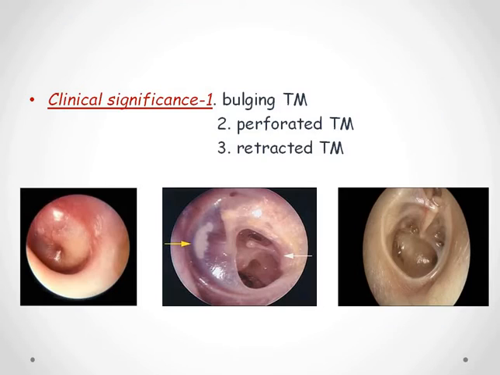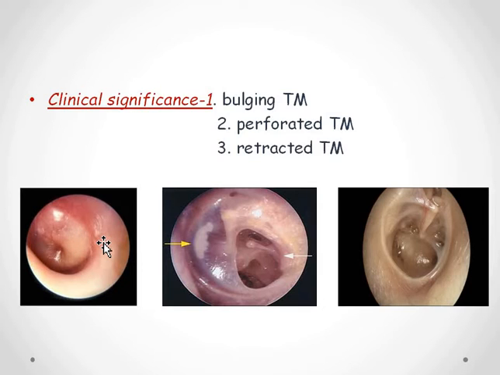Now let us talk about some pathologies, the clinical significance. Here you can see a bulging tympanic membrane. There is a perforation in the tympanic membrane and a tympanosclerotic patch. Here you can see the retraction of the tympanic membrane caused by various pathologies. There can be fluid in the middle ear which is pushing the tympanic membrane forward, which gives a bulging. Here you can see a little inflammation, which can be seen in AOM, acute otitis media.